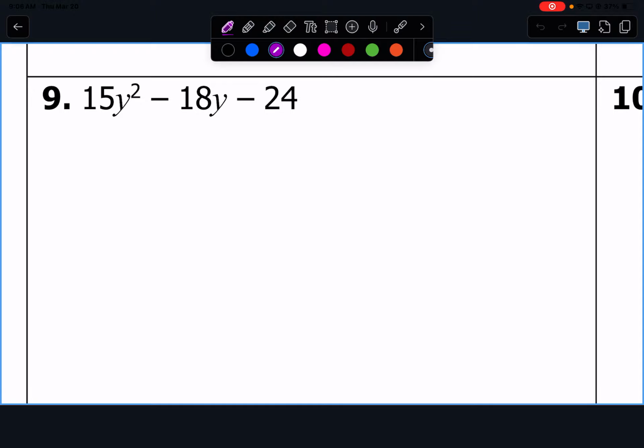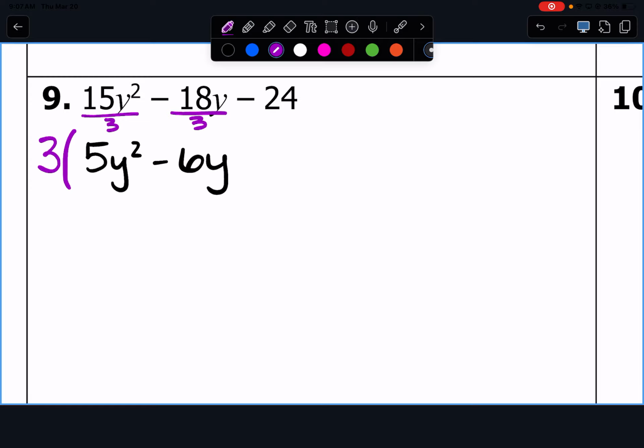3. Okay, so when we factor out a 3, we say 15y squared divided by 3. What does that give us? 5y squared. Then we do negative 18y divided by 3, which gives us negative 6y. And then negative 24 divided by 3 gives us negative 8.